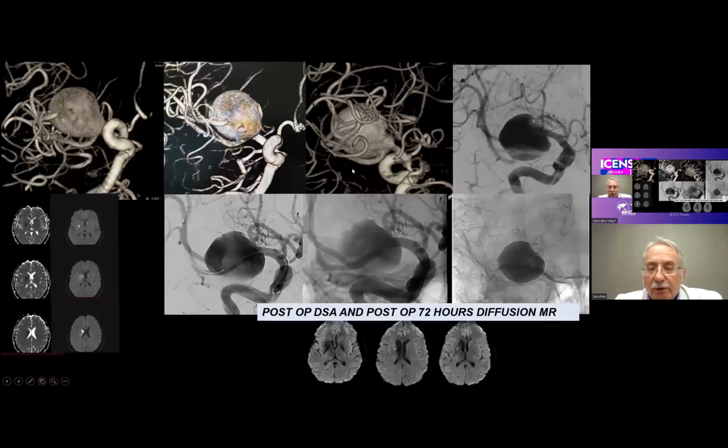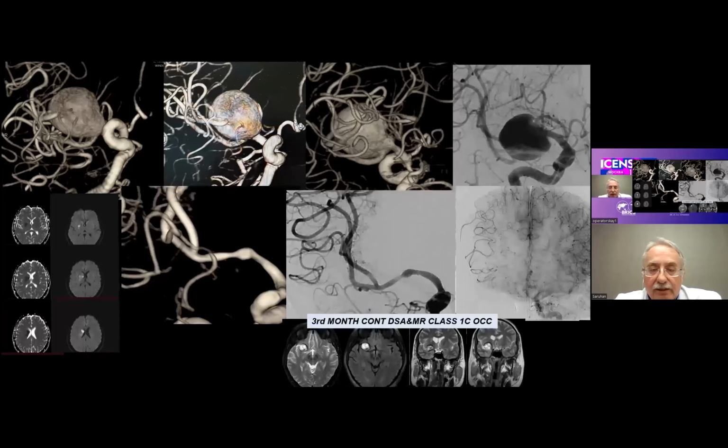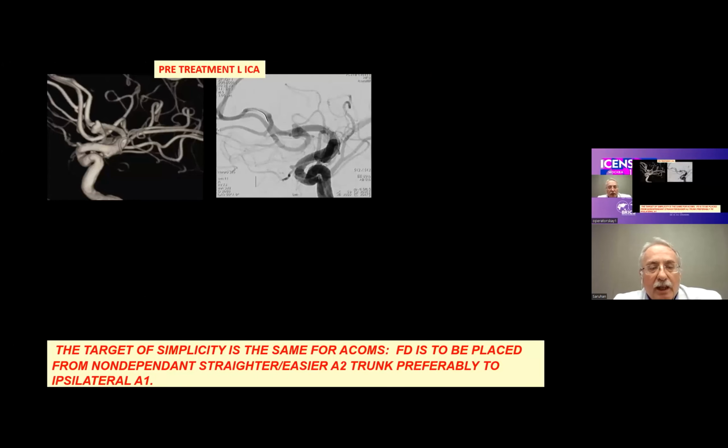And this is post-op MR and diffusion MR. And this is the third month follow-up. Aneurysm occlusion with the integrated superior trunks occlusion, which is filling retrograde. And this is the third month MR imaging of this particular patient. The target of simplicity is the same for ACAVs.